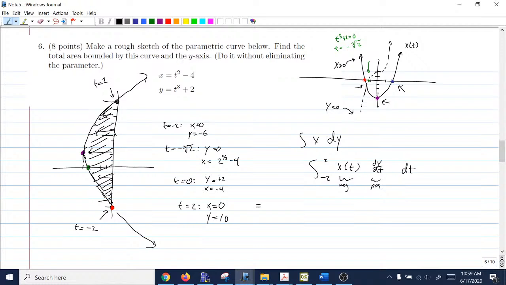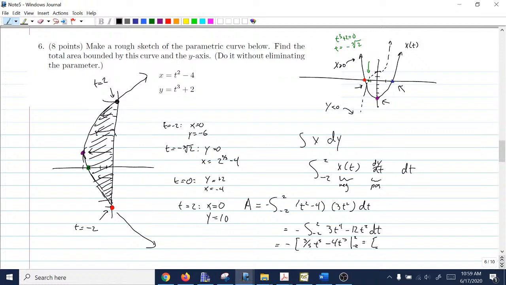Okay, I want to integrate negative 2 to 2. What's my x function? It's t squared minus 4. What's my dy dt? It is 3t squared dt. So this is negative integral, negative 2 to 2 of 3t squared times t squared minus 4, which will be 3t to the 4th minus 12t squared. The integral of that is 3/5 t to the 5th minus 4t cubed. I need to evaluate that from negative 2 to 2.